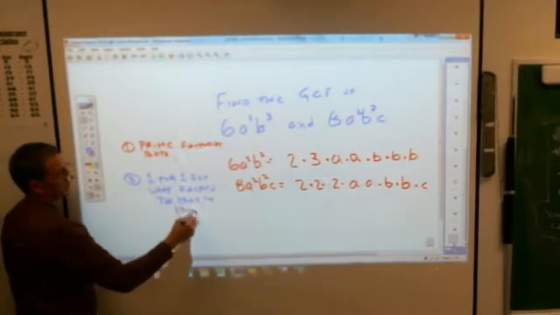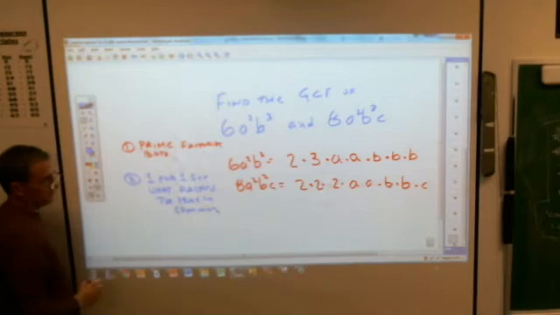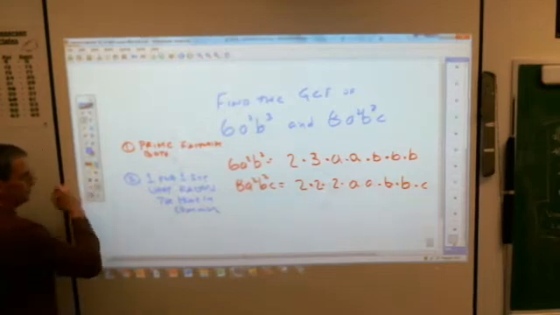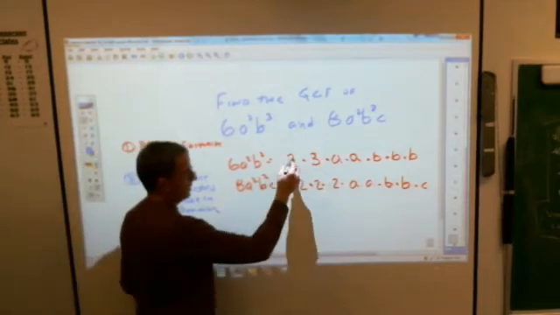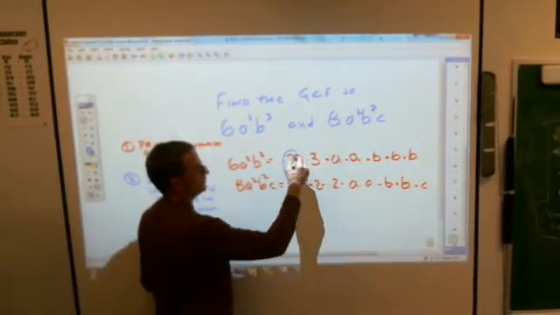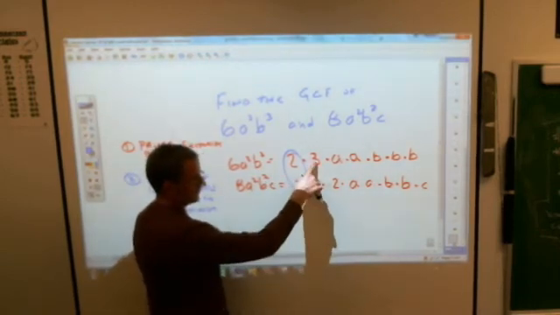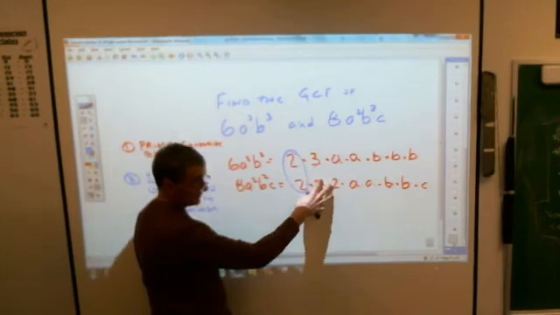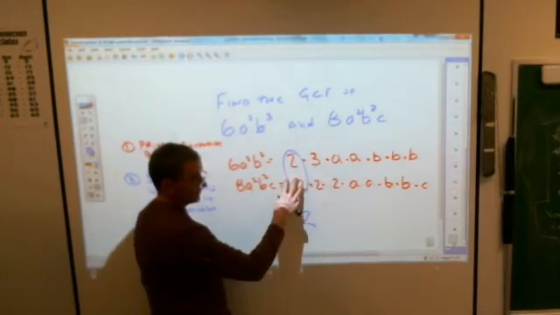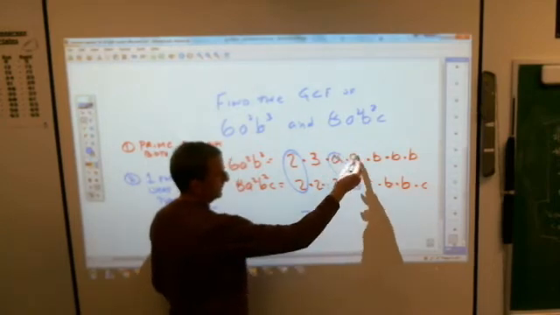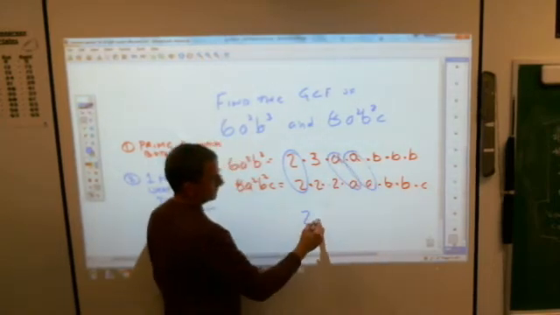Hence the reason for common factors, which is part of the name there. That's probably easier shown than said. What do they have in common? Well, they both have 1, 2. This one doesn't have a second 2, nor does this have a 3. So they don't have any 3's in common. They only have 1, 2 in common. Okay? They have 1 a and a second a in common.